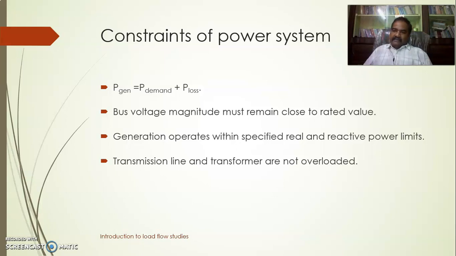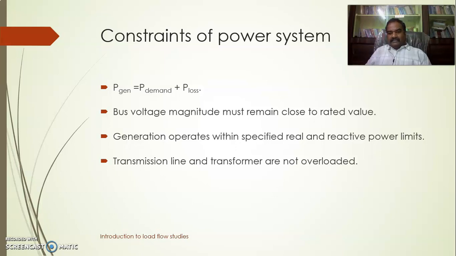And the second constraint is about the voltage magnitude at various points of the system. At various points of the system, we are concerned about maintaining our voltage at the rated value or any value which is acceptable to us. And the first priority will be the rated value. So we always choose that the bus voltage magnitude must remain close to the rated value.